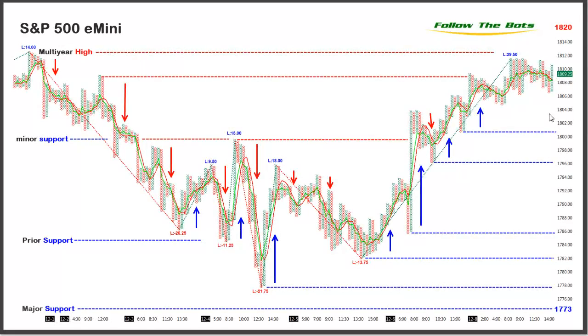Coming into today's session, we were expecting to see the S&P pull back from retesting the high at 1812 and sell back down at or near the 1800 price level. Overnight, the S&P had pulled back to 1804, but during Monday's day session, the market pulled back only to 1806.